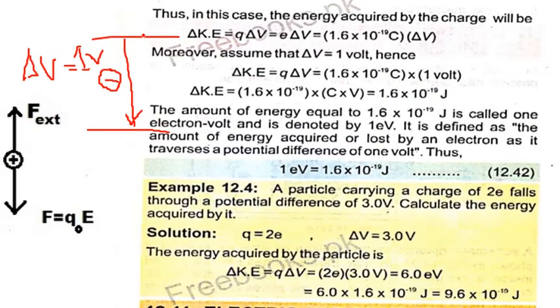To understand this definition, let's look at this figure. These are 2 points with a potential difference of 1 volt. And if we release an electron here and it moves from one point to another point with a potential difference of 1 volt, then this electron will gain or lose energy which is called 1 electron volt, and it will be equal to 1.6 times 10 raised to minus 19 joule.